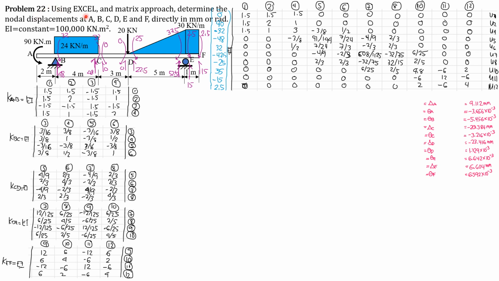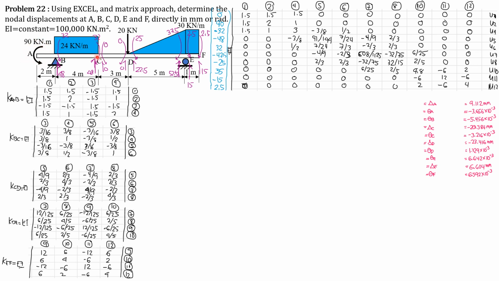So using Excel and matrix approach, determine the nodal displacements at A, B, C, D, E, and F directly in mm or radians. EI is constant and is equal to 100,000 kilonewton meter square. So here is the beam. Then at A, the loading is 90 kilonewton meter counterclockwise. In the software, this is treated positive.